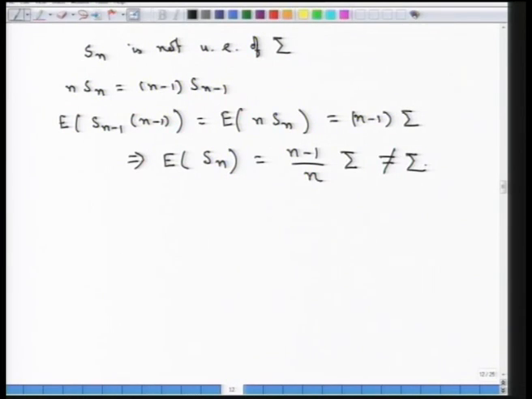So this proves that though S_{n-1}, the sample variance covariance matrix with a divisor n minus 1, is an unbiased estimator of sigma, however this S_n is not an unbiased estimator of sigma. However, as n goes to infinity, this will be an unbiased estimator, and hence this S_n will be an unbiased estimator in the limit.